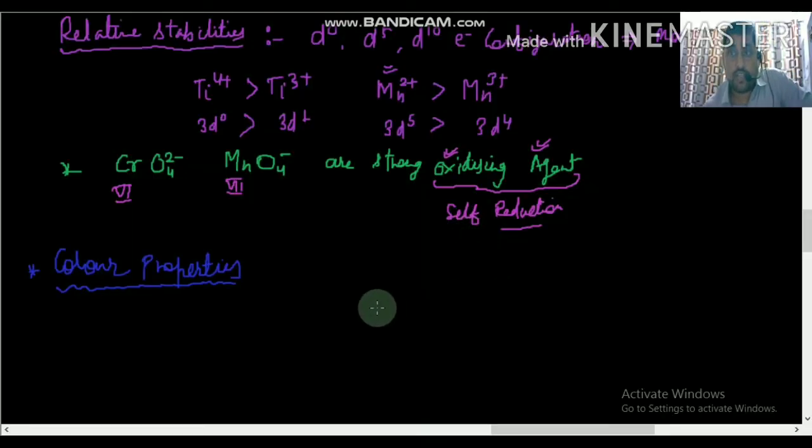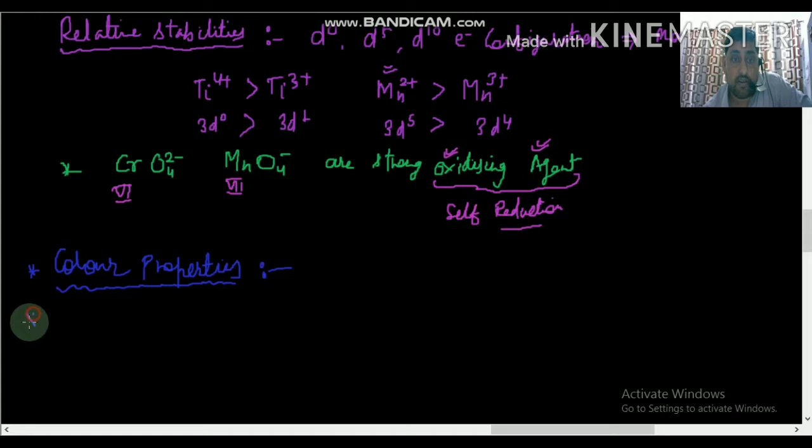Hello students, I welcome you to part 16 of this ongoing video series on transition metals, that is d and f block elements, and we are now discussing their color properties.